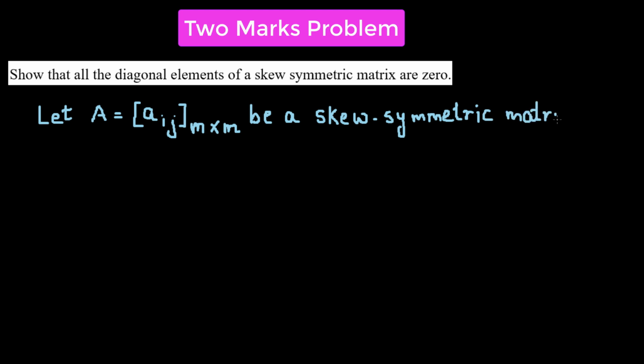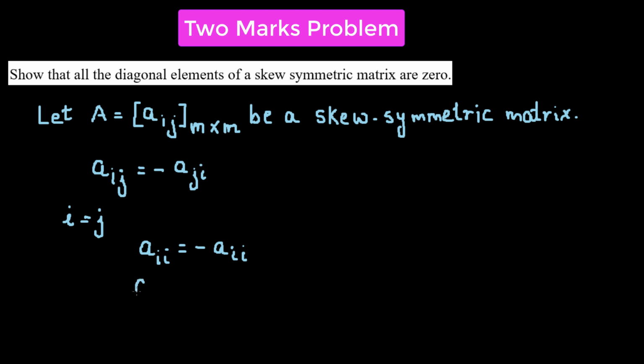Now, for any matrix to be skew-symmetric, its elements Aij must be equal to the negative of Aji. Now, since we have to prove that the diagonal elements are 0, so i equals j represents all the diagonal elements. So we use this value. This will give us Aii is equal to negative Aii.